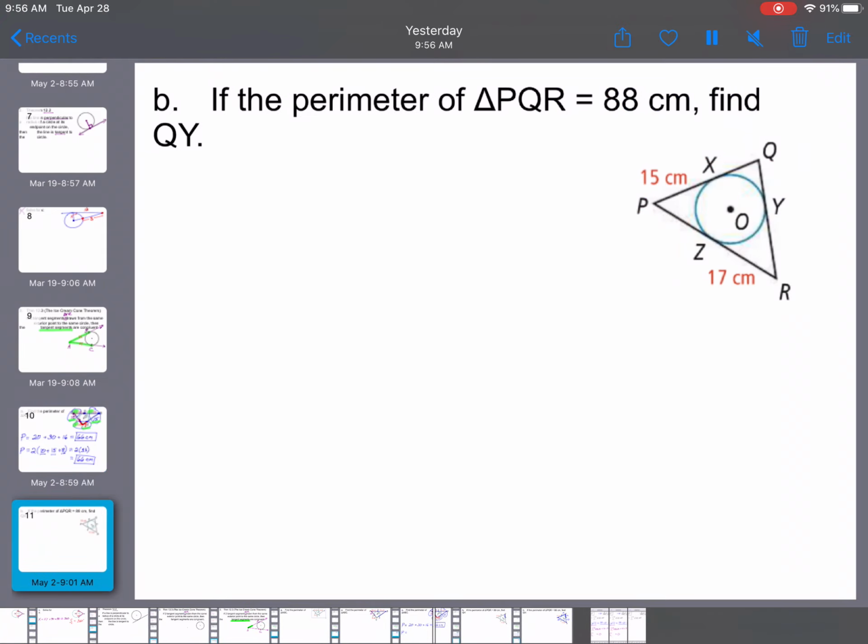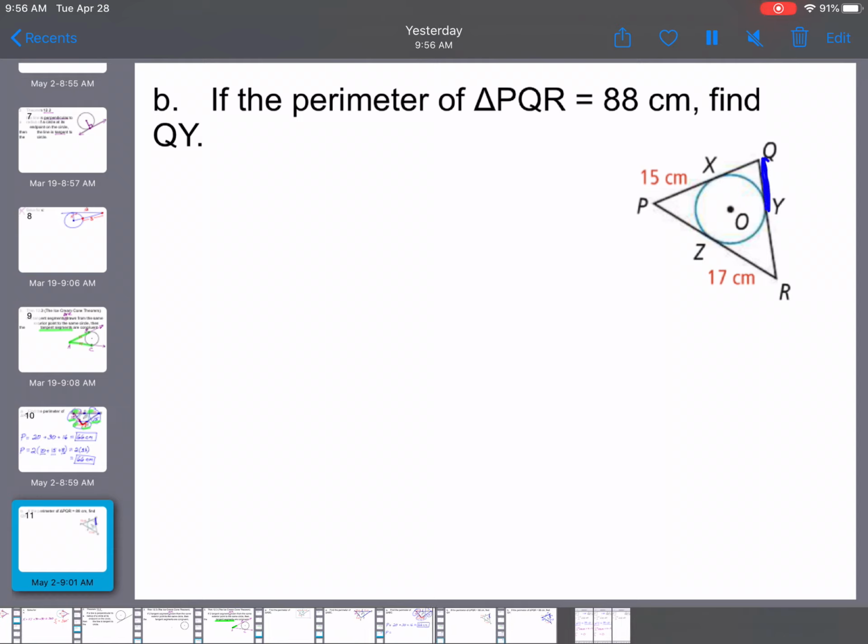Okay, and example B, last one we're going to do in this section, is now the same type of question, but they're giving it to you in a different order. They're telling you the perimeter of triangle PQR is 88. They want you to come up with the measurement here of QY, this guy right over here. All right, so to set this one up, let's take a look at what we know here, guys. Our perimeter, okay. Let's see what's going on.